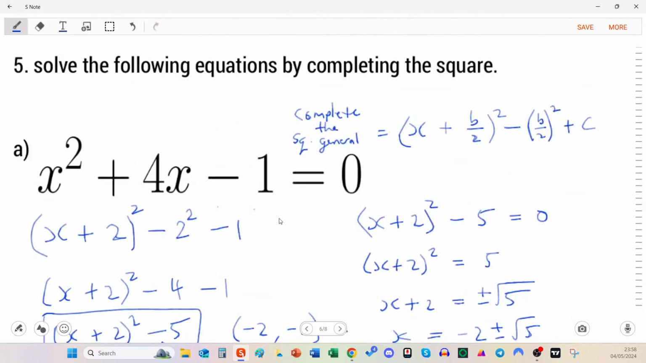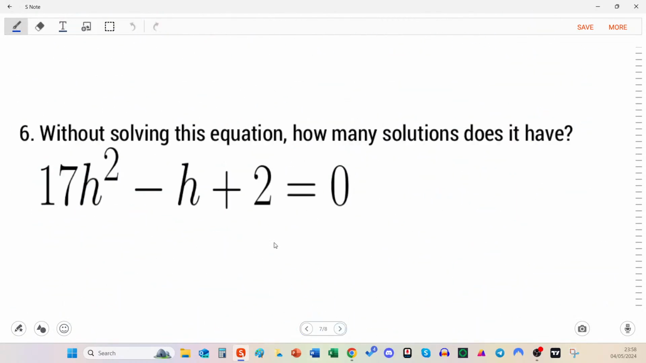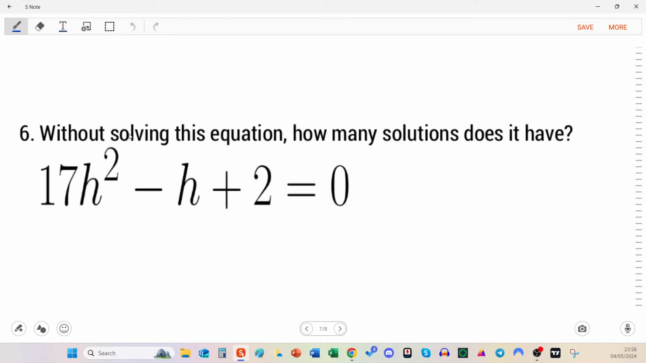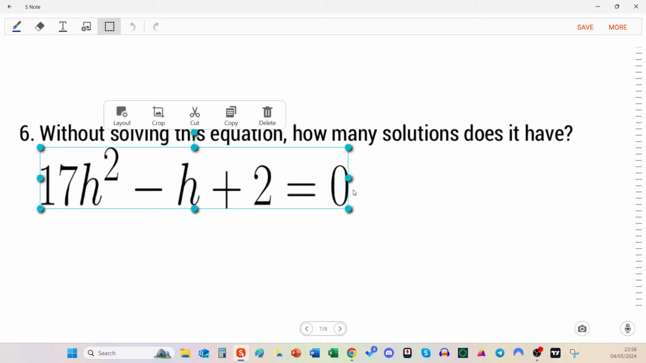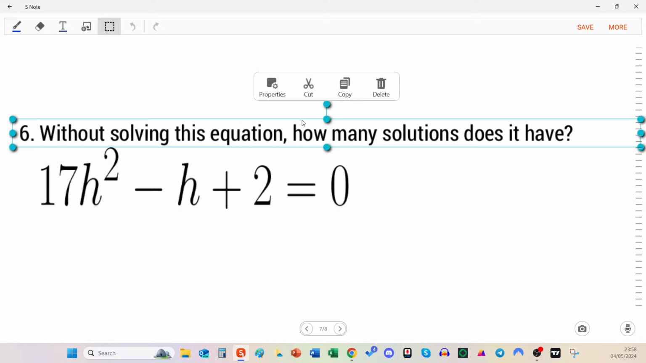All right, we've completed that page. On we go. So this is question 6 now. So let's, can I move this up?